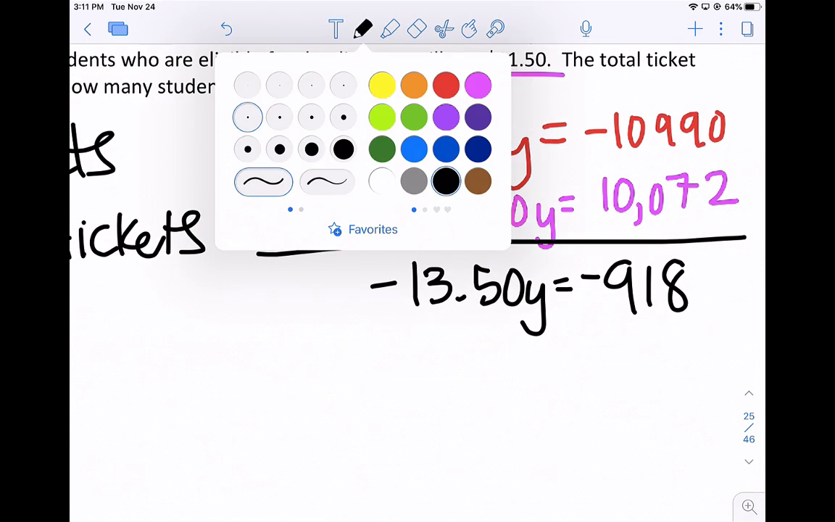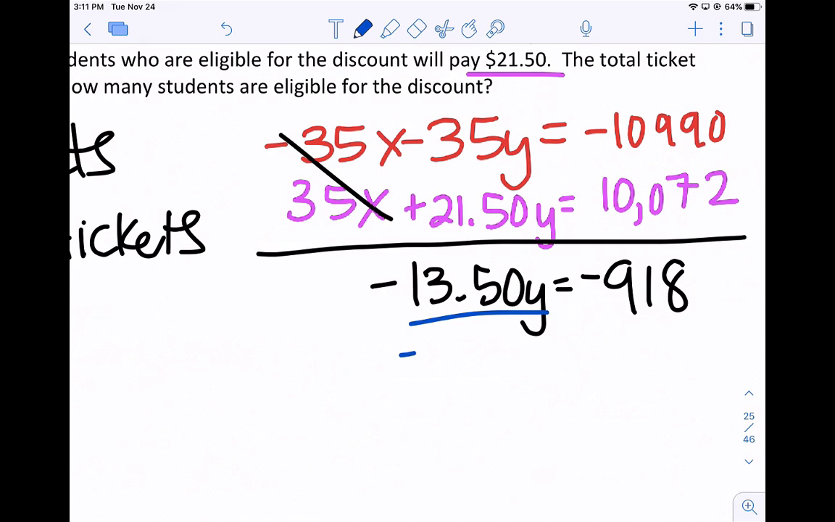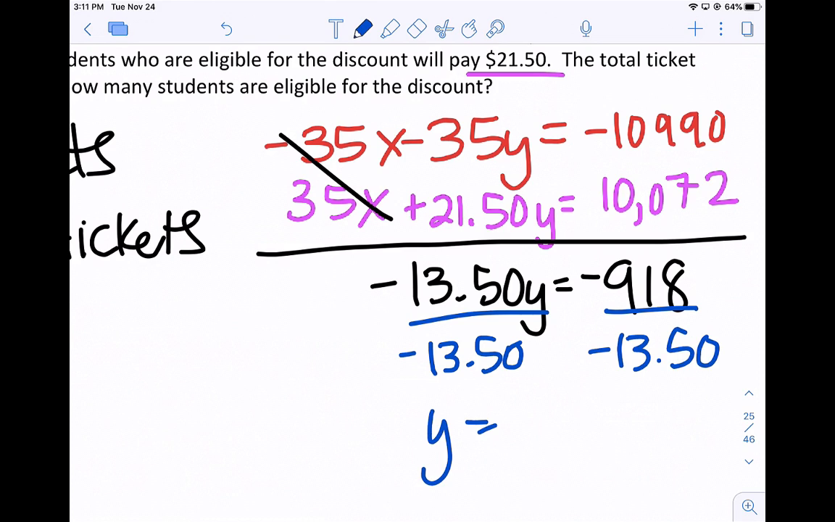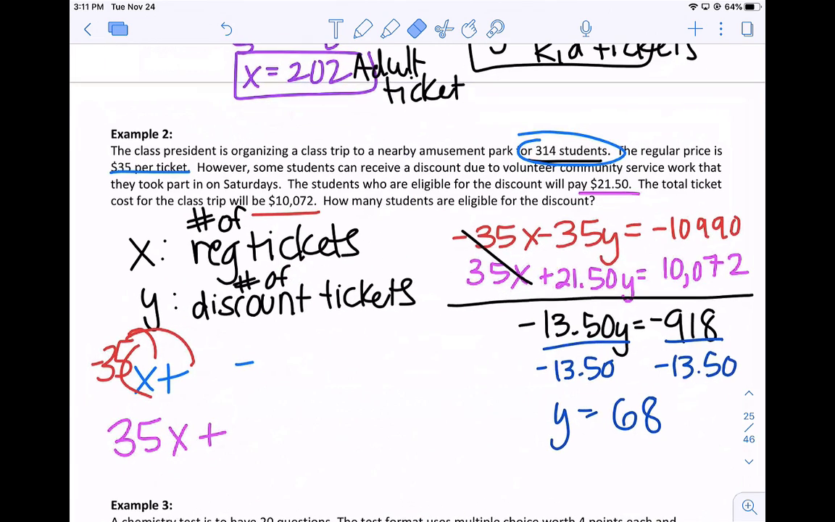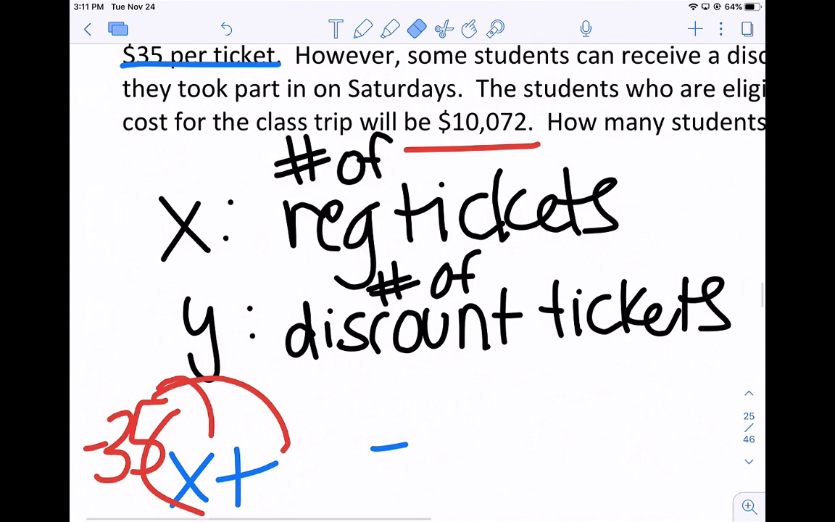We are going to divide. And the reason why we divide is negative 1350 is being multiplied to the Y, and so to get rid of it, we divide. I know a negative divided by a negative is a positive, but I can't do this in my head, so I'm just typing in my calculator. And I get 68. Oh, that's not dollars. All right, remember what Y stands for if you forget. It's right here. Y is the number of discount tickets.